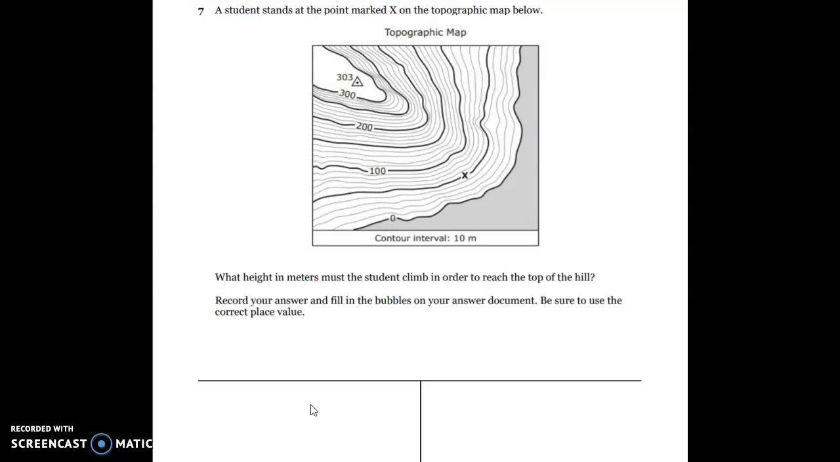Number 7. A student stands at the point marked X on the topographic map below. Topographic map, X, contour interval 10. What height in meters must the student climb in order to reach the top of the hill? Record your answers and fill in the bubbles on your answer document. Be sure to use correct place value.